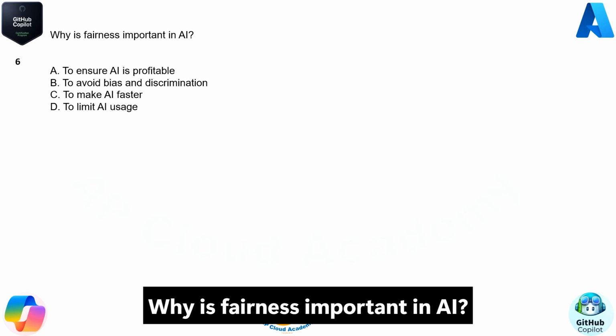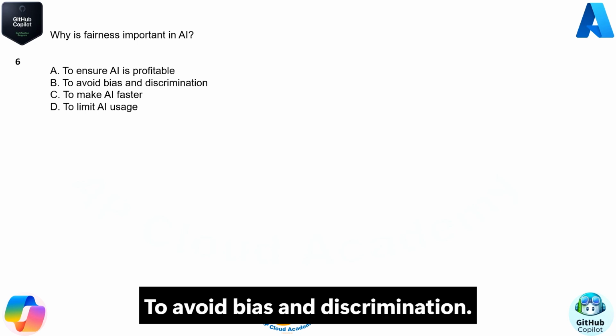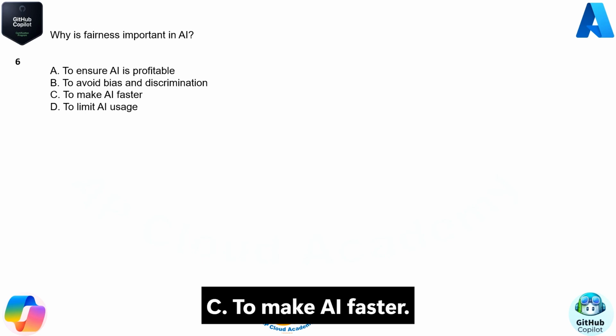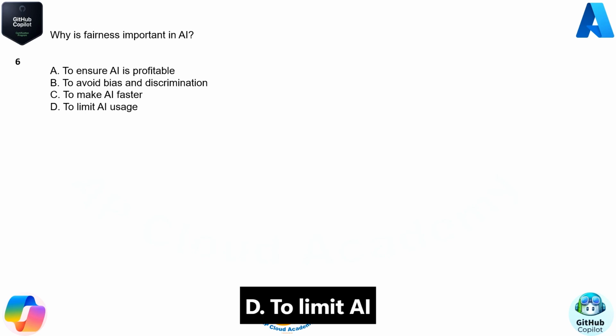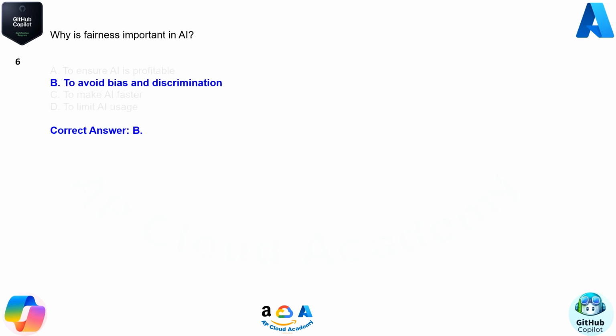Why is fairness important in AI? A. To ensure AI is profitable. B. To avoid bias and discrimination. C. To make AI faster. D. To limit AI usage. Correct answer, B. To avoid bias and discrimination.